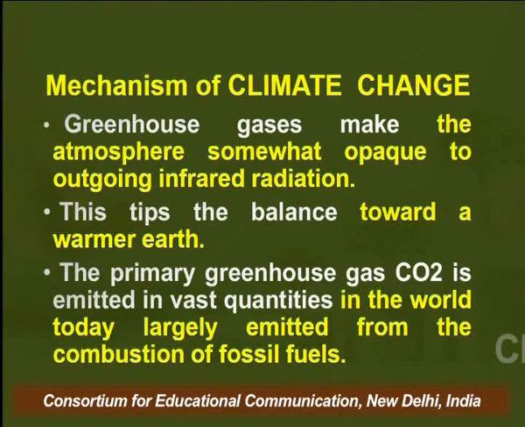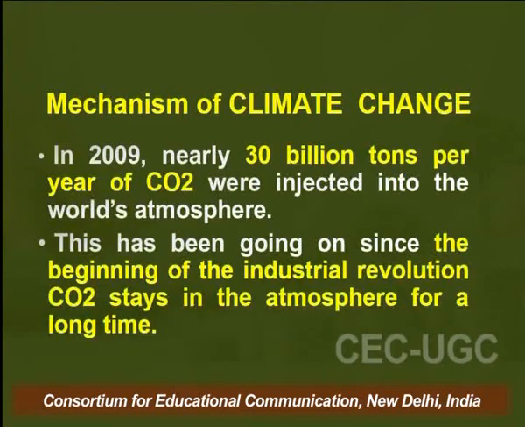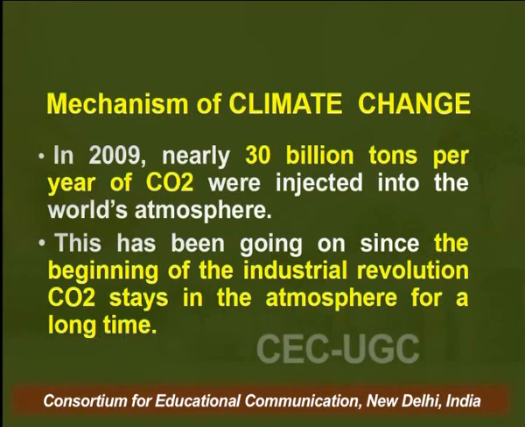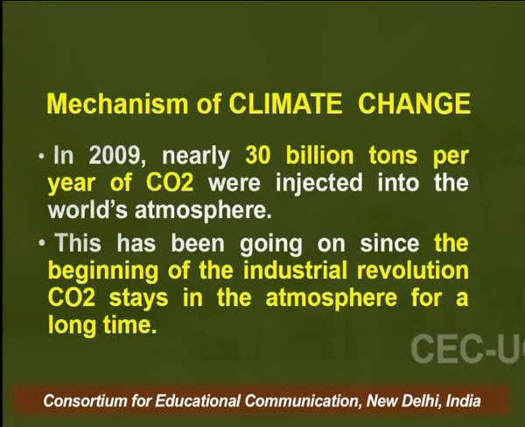The primary greenhouse gas, carbon dioxide, is emitted in vast quantities in the world today, largely from the combustion of fossil fuels. As we all know, they become the major source of GHGs and carbon dioxide emissions. In 2009, nearly 30 billion tons per year of carbon dioxide were injected into the world's atmosphere. This has been going on since the beginning of the Industrial Revolution.